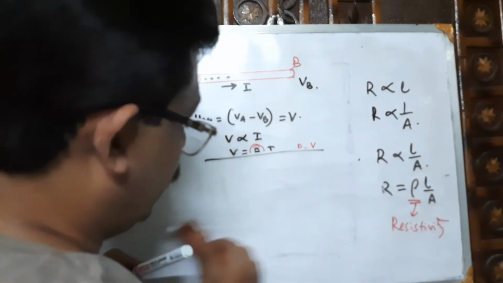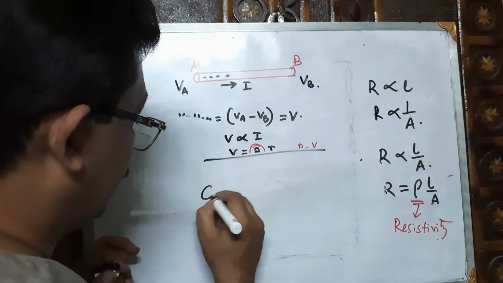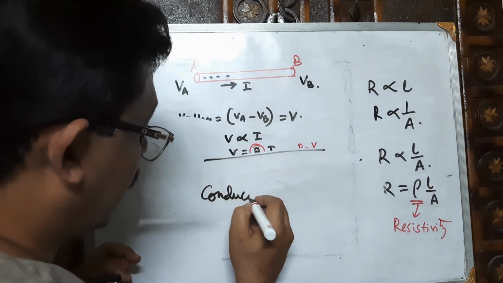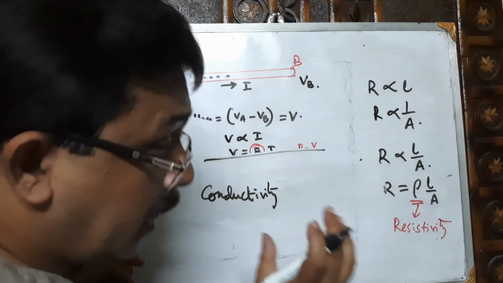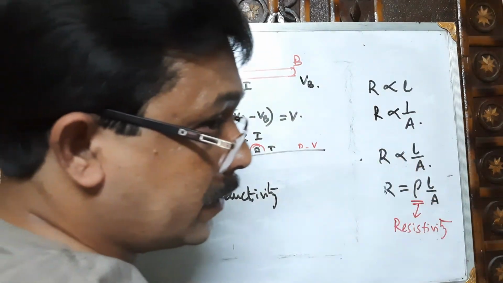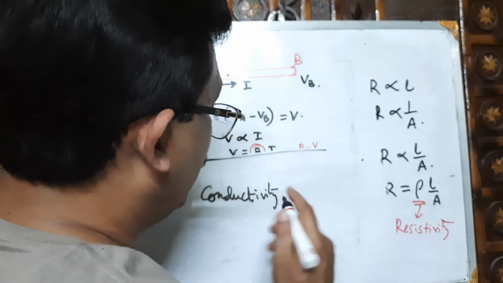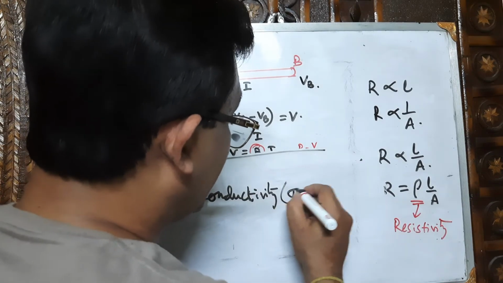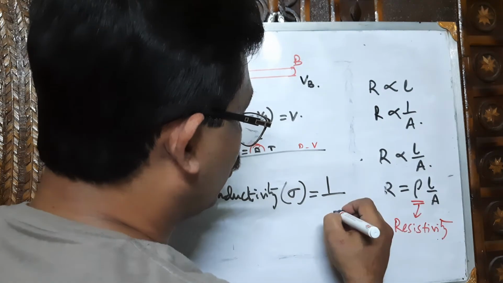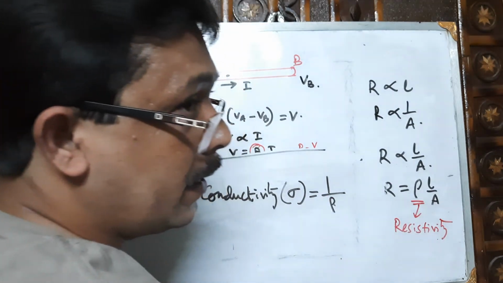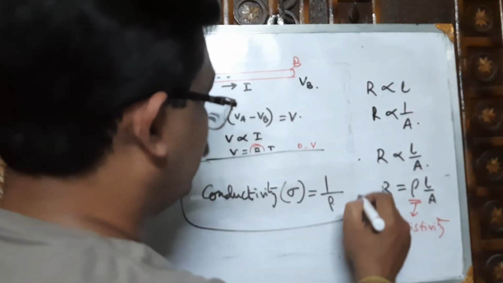Then let me introduce another one, that is conductivity. Conductivity means how conducting the material is. That means if the resistance is low, it is more conductive. So the conductivity is sigma, which is equal to 1 by rho. That means sigma is the reciprocal of the resistivity. In this way, the conductivity term also we can include here.